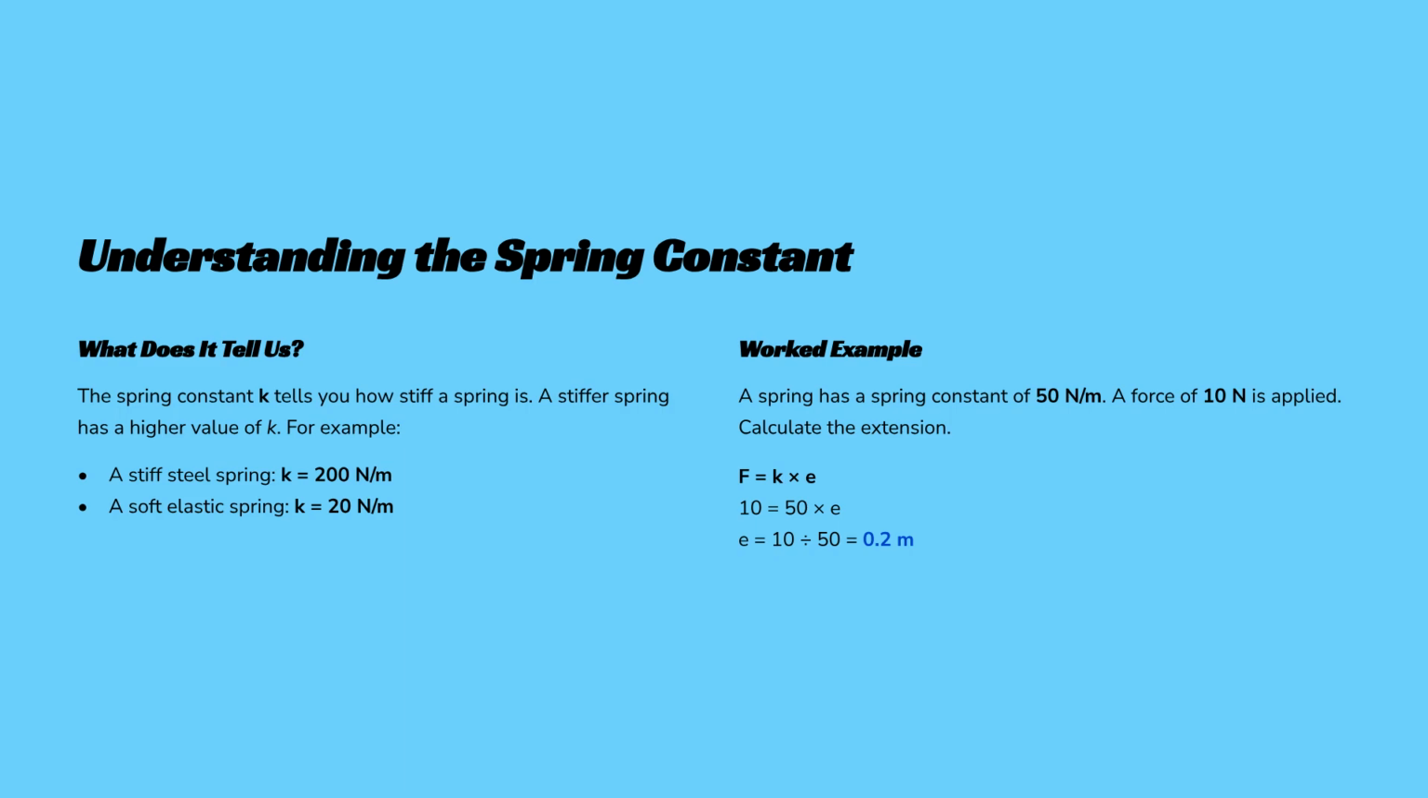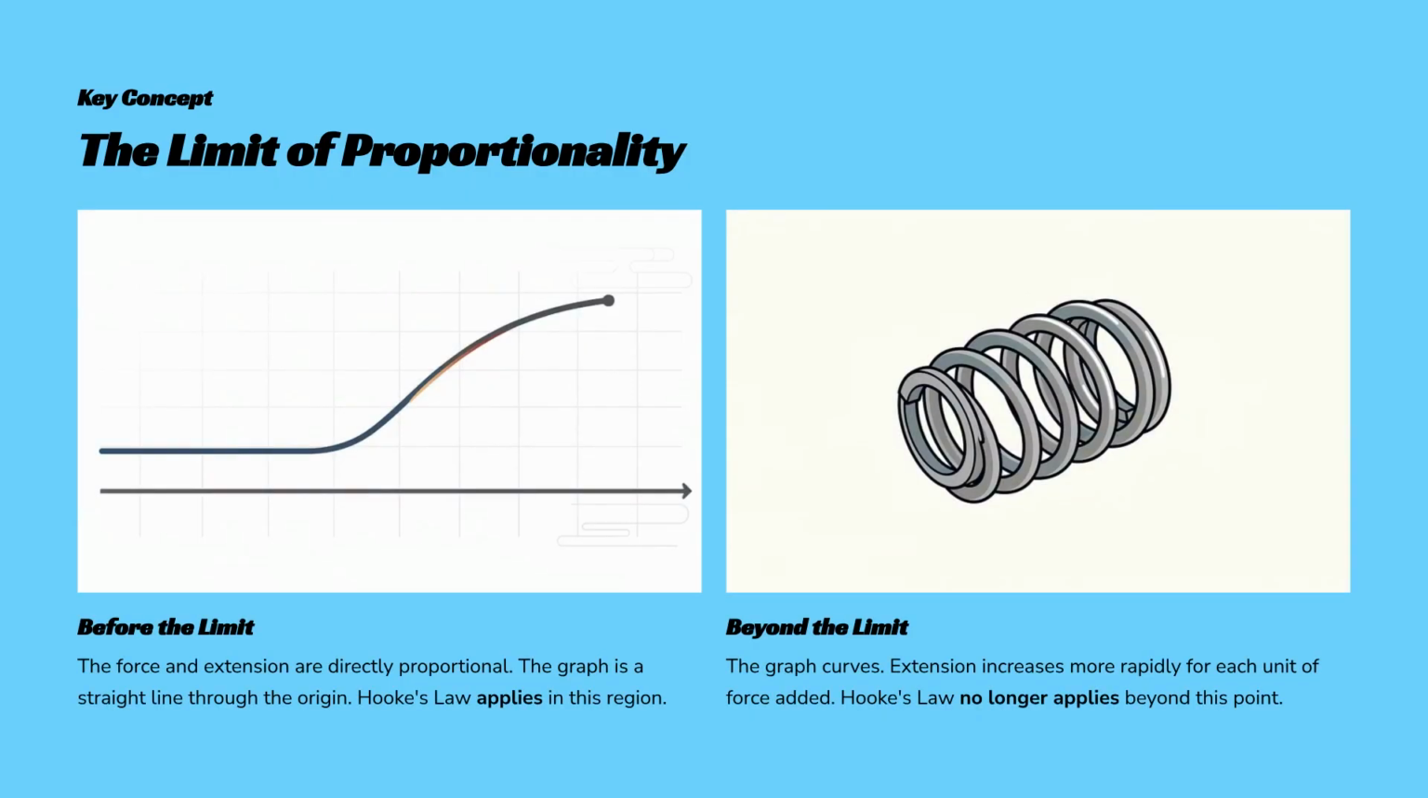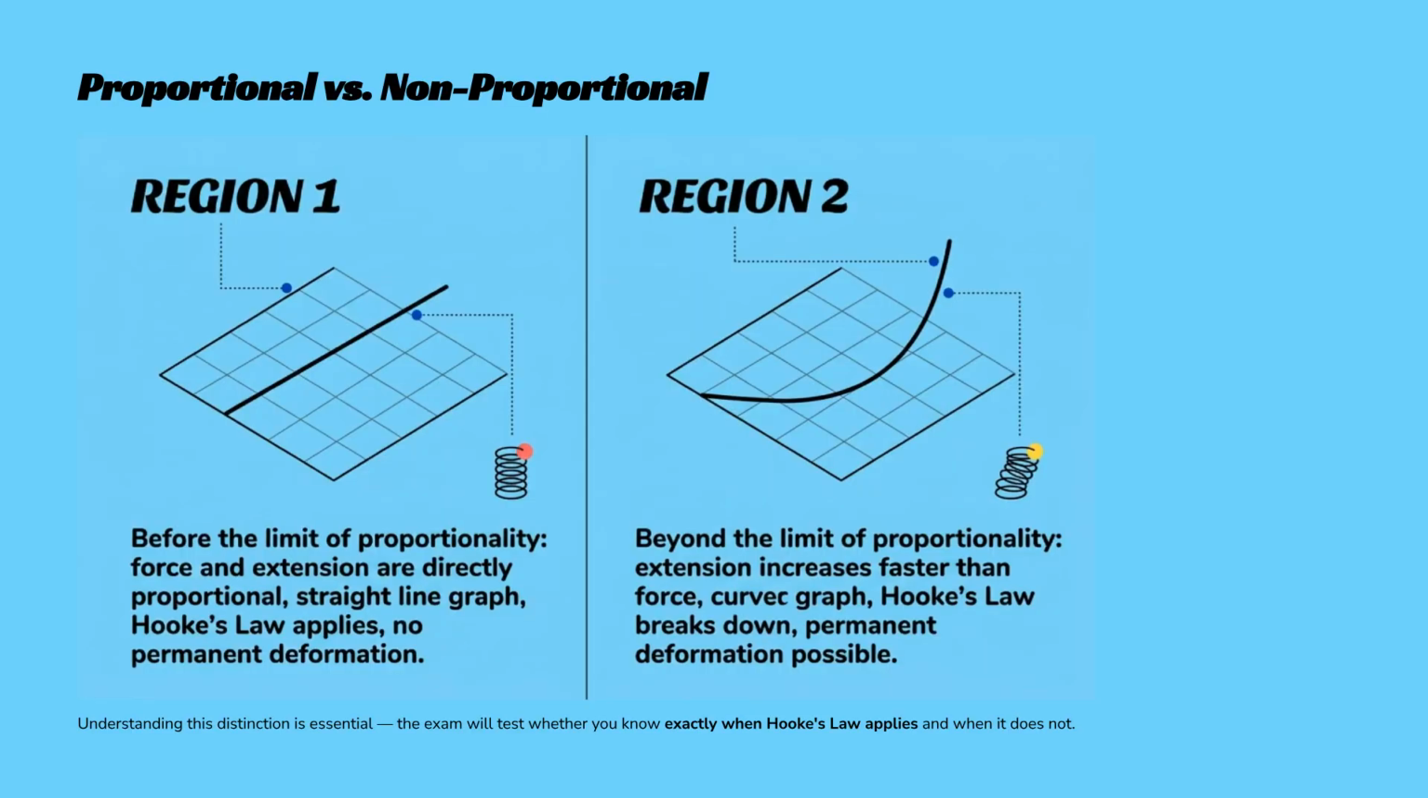In our example, a 10 newton force applied to a 50 N per meter spring results in a 0.2 meter extension. Within the limit of proportionality, the graph is a straight line and Hooke's law applies. Beyond this point, the graph curves and the law no longer holds. Distinguishing between these regions is crucial for your exams. You need to know exactly when Hooke's law applies and when it breaks down.